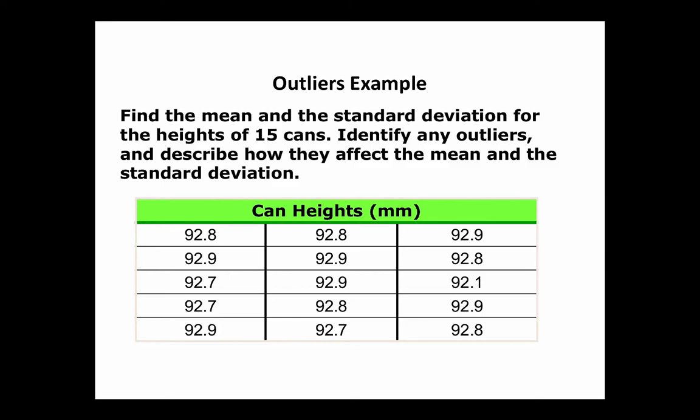Now, we're asked to find the mean and standard deviation for the heights of 15 cans. We're asked to identify any outliers and describe how they affect the mean and standard deviation. So here's a data set, lots of 92s. They're all fairly close to each other. You might be able to identify what could be an outlier here. Now, in order for us to do this, we could go through and do everything we just did in the previous example, but that seems like a lot of work, so we're going to actually take a look at how to do this on the calculator as well.